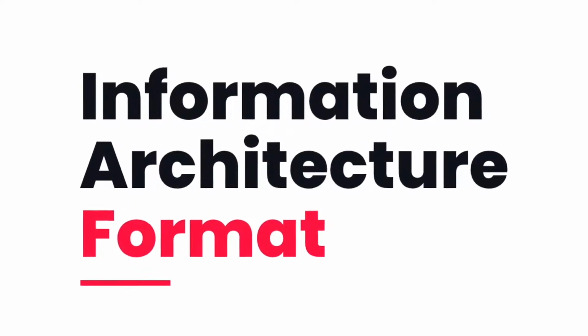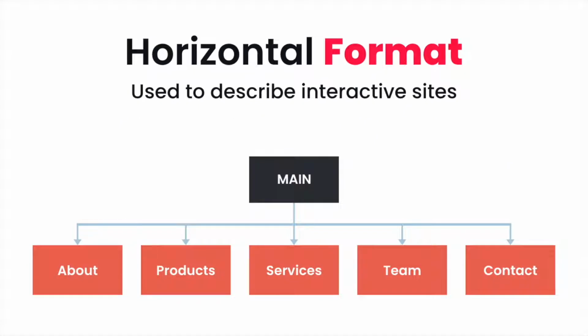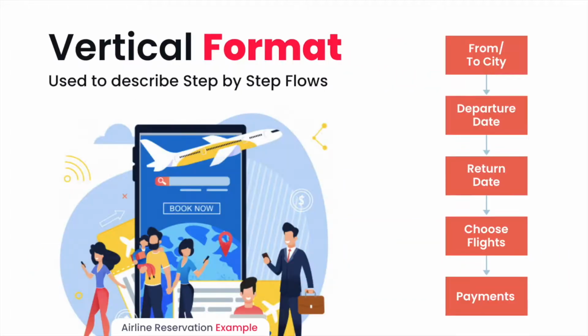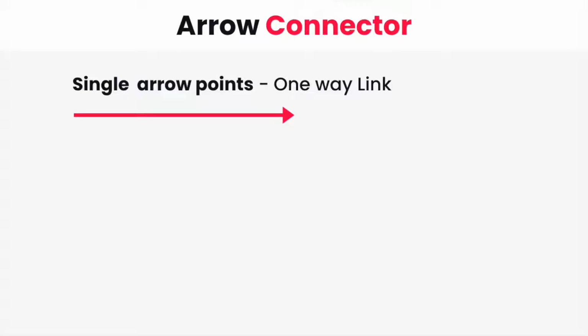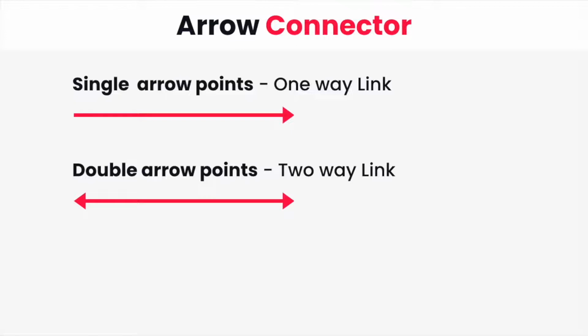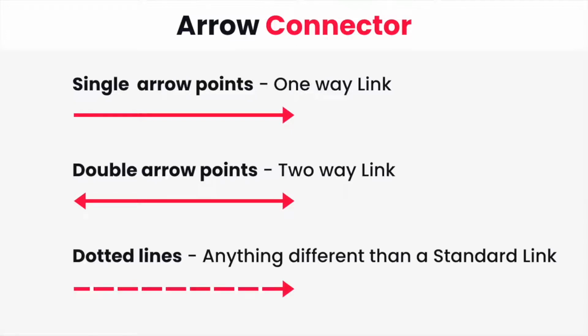Information architecture format. Horizontal format. In information architecture, we can also use horizontal format in which we can present content in a horizontal way. Vertical format, or we can present in a vertical format like this, step by step. Arrow connectors. Single arrow point. If we want to link a page, then we can use a single arrow. Double arrow point. And if we have to link two pages together, then we can use double arrow point. Dotted lines. If we want to show something different from the standard link, then we can also use the dotted lines.